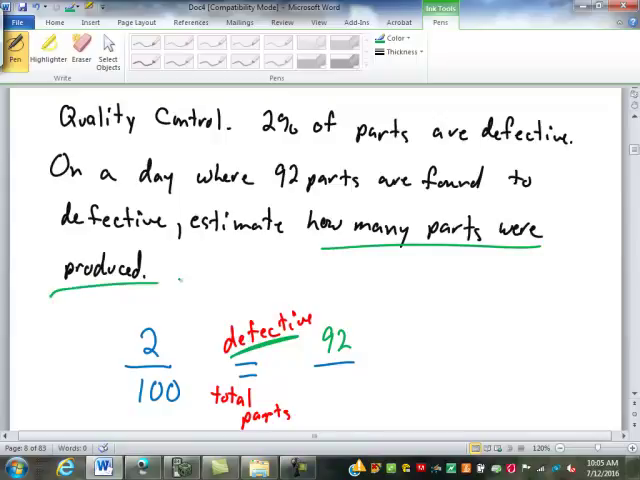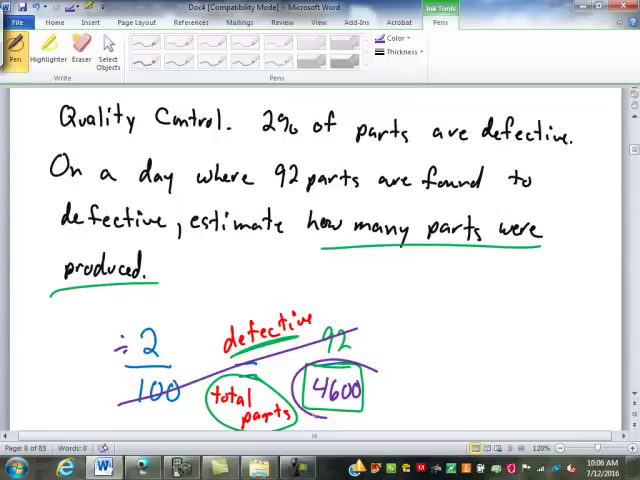A lot of people, they get 3 out of the 4 numbers in a proportion and they just want to cross multiply and divide and there's their answer. You have to stop here and ask yourself, does this piece of this ratio here represent what I'm trying to find? It represents the total parts produced. Is that what I'm trying to find here? Yes, it does. So I can cross multiply and divide. 100 times 92 divided by 2 is 4,600. There were 4,600 parts total produced that day.